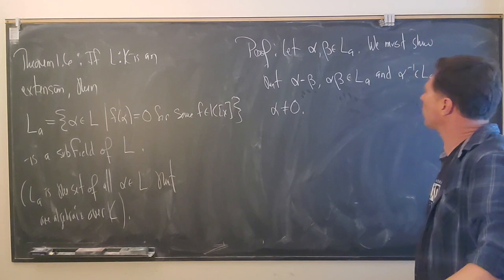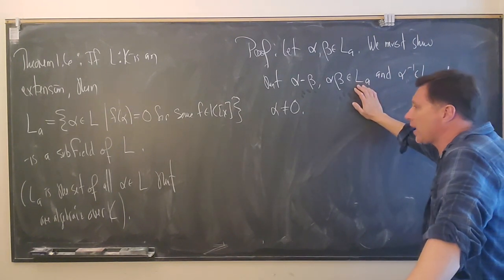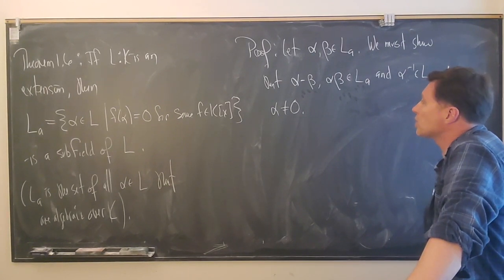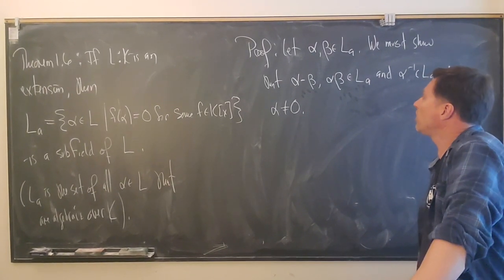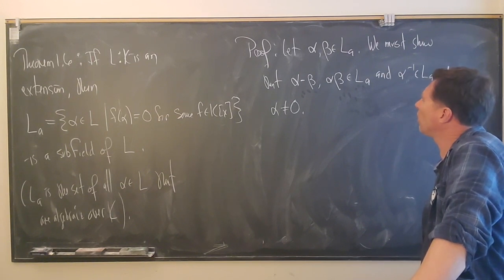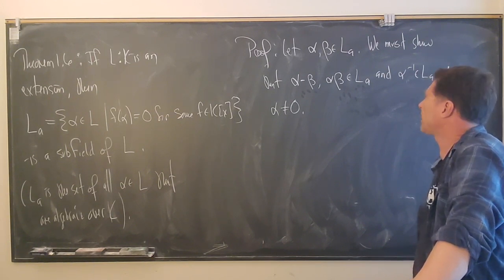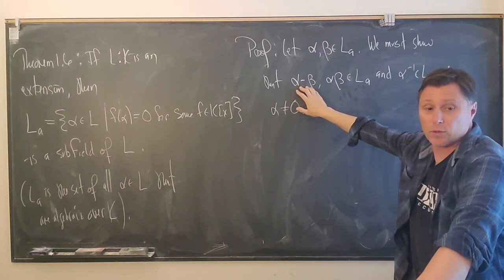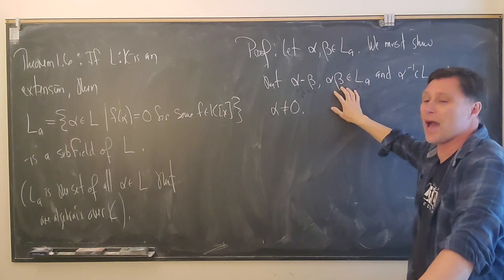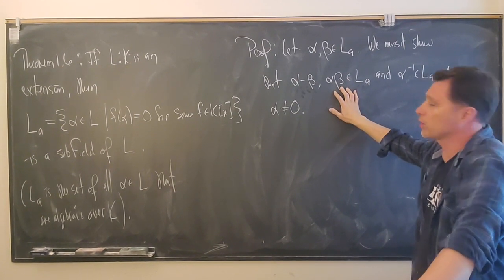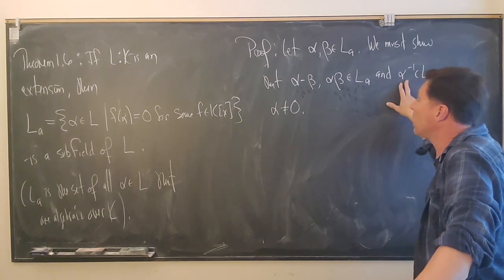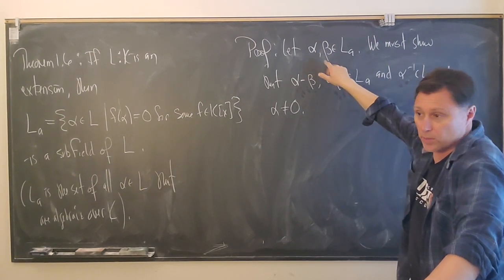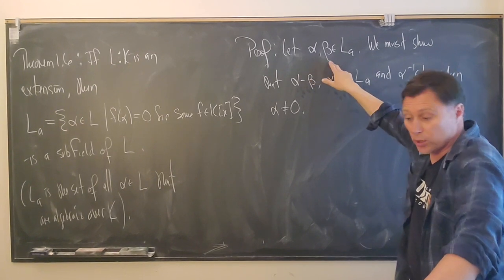Now, okay, so what does it mean to live in L sub A? It means that you need to be a root of a polynomial. So one way to go about proving this would be to produce a polynomial for which alpha minus beta is a root, and then to produce a polynomial for which alpha times beta is a root, and then to produce a polynomial for which alpha inverse is a root, given that we know that there's a polynomial for which alpha is a root, there's a polynomial for which beta is a root.